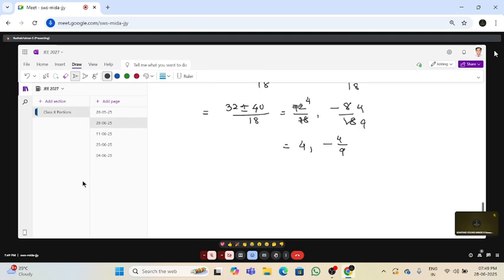So that completes the 36th question. Okay. So we have completed A and B both parts. This A part is find the value of x by factorization, and the second part is using the quadratic formula. Okay.